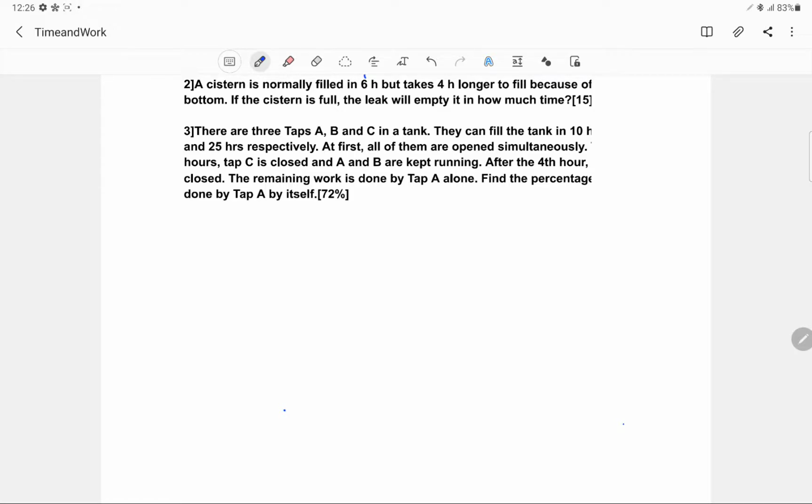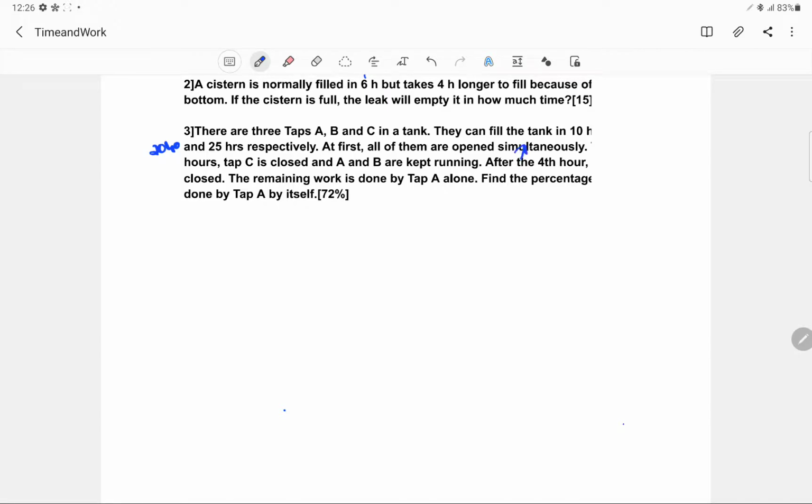Okay, some part of the question is, I think, missing, but as far as I can recall this question, there are 3 taps A, B, C and a tank. They can fill the tank in 10 hours, 25 hours. I think B was 20 hours. At first all of them are opened simultaneously. Tap C is closed, and A and B are kept running after the 4th hour.